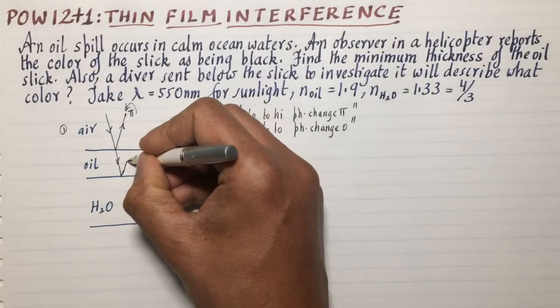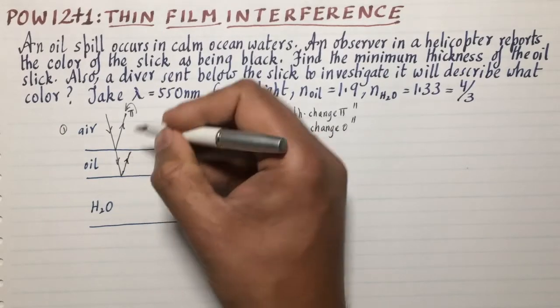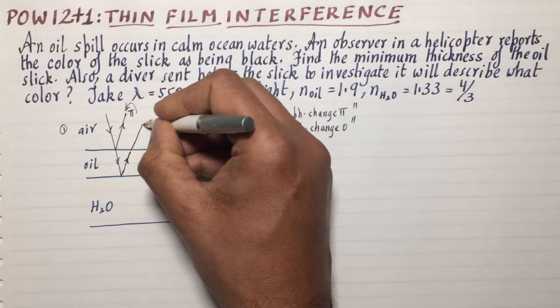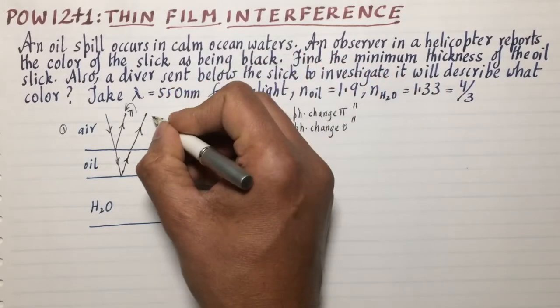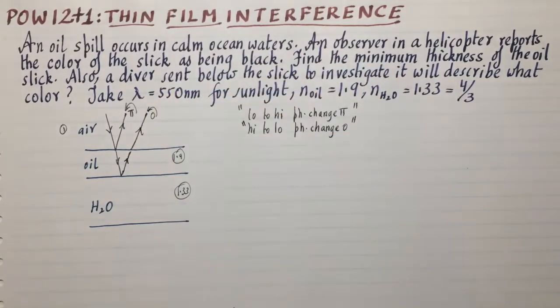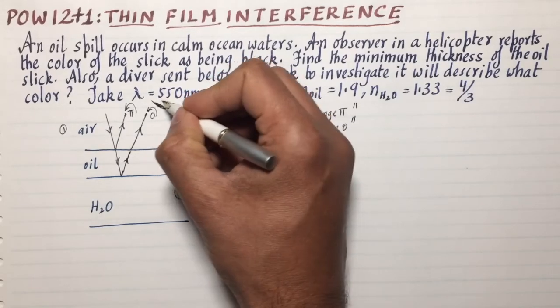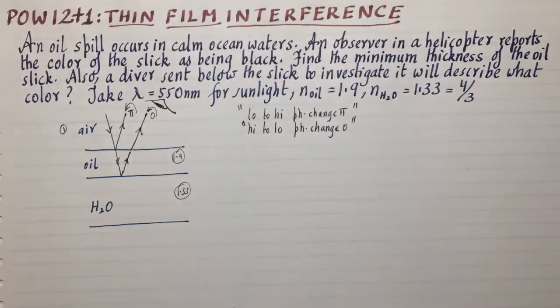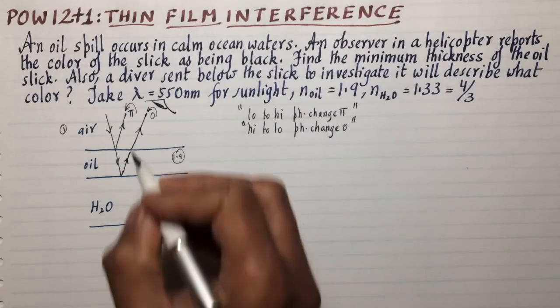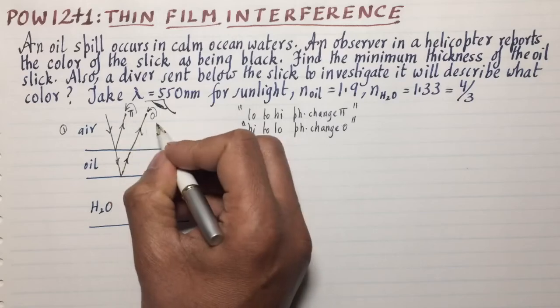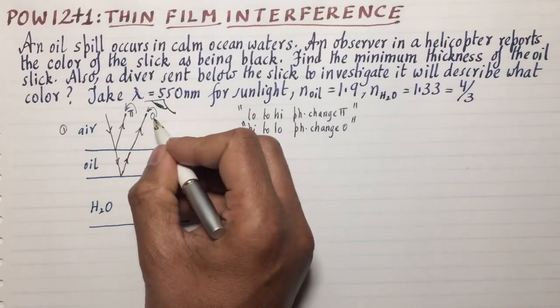So there's going to be no phase change upon this second reflection, and then when it goes through, again it's a transmitted ray, there'll be no phase change. So this one has got zero phase change. Now the observer from a helicopter is going to be watching this whole thing from the helicopter like that. So that's my idea of the human eye. So the net phase change between the two rays is going to be pi.